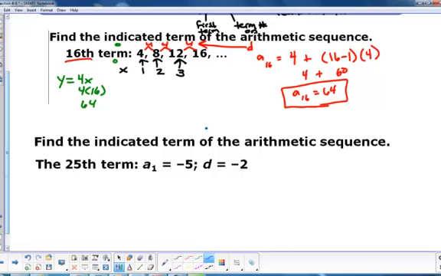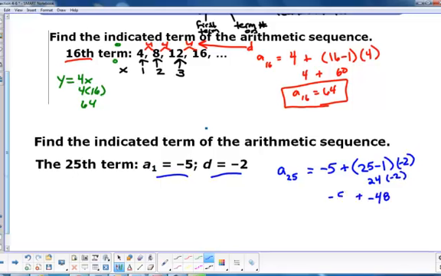So we don't even have a table this time. It just says that our first term is -5, and our common difference is -2. We want to find the 25th term. So a sub 25, all that means is the 25th term, equals the first term plus 25 minus 1 times the common difference. So 24 times -2 is -48 plus -5. Remember, 2 negatives when you're adding give you an even bigger negative, -53. So the 25th term is -53.